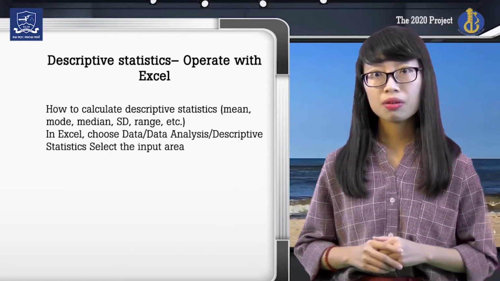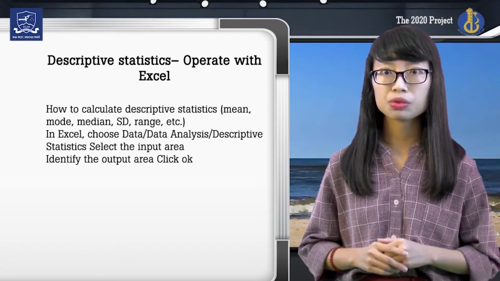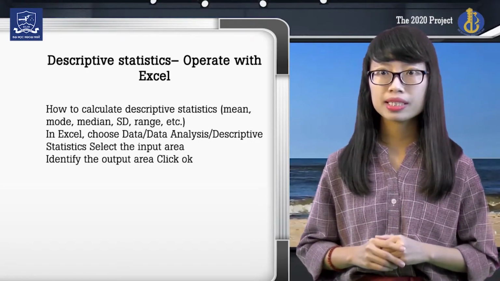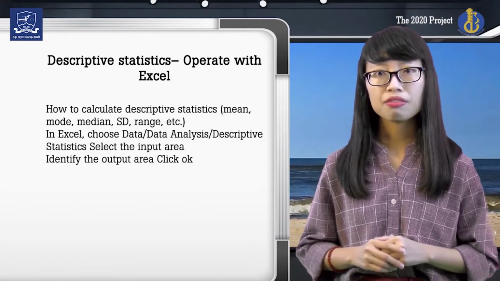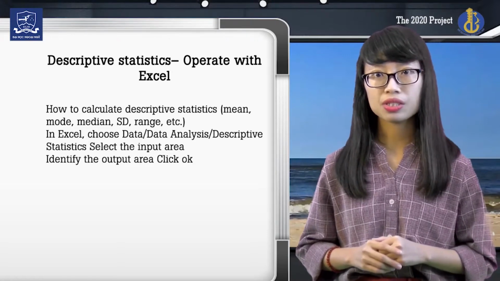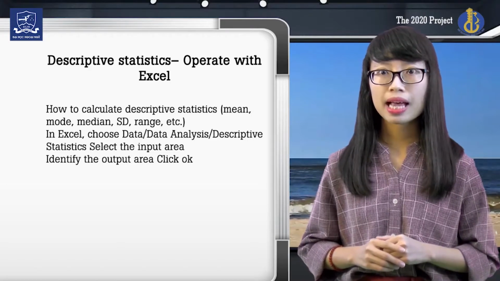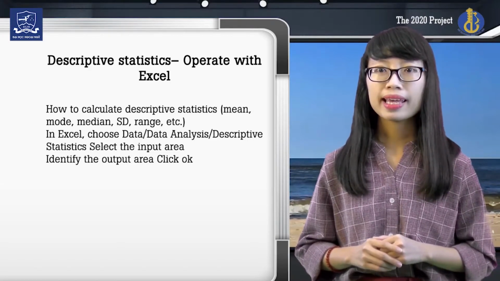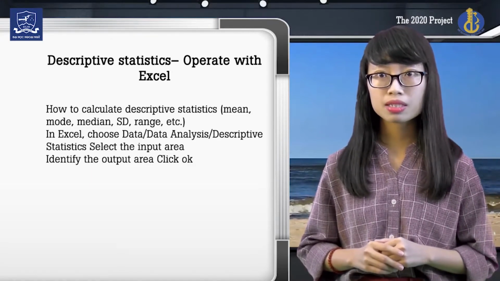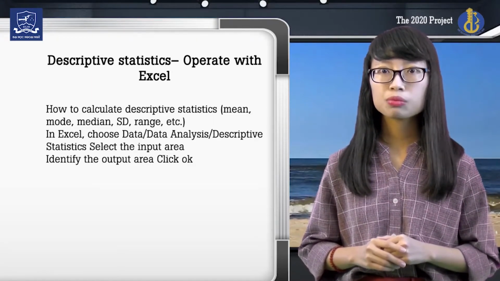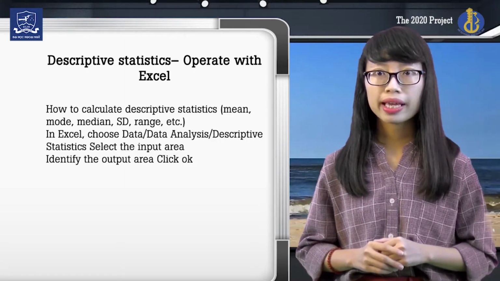When working with Excel, you can get most of the above-mentioned measures of central tendency and variability, that is, the mean, mode, median, range, variance, and the standard deviation, at the same time. First, you choose the Data tab on the menu. Then click on Data Analysis, select Descriptive Statistics, and select the input area. After that, locate the output area and click OK.